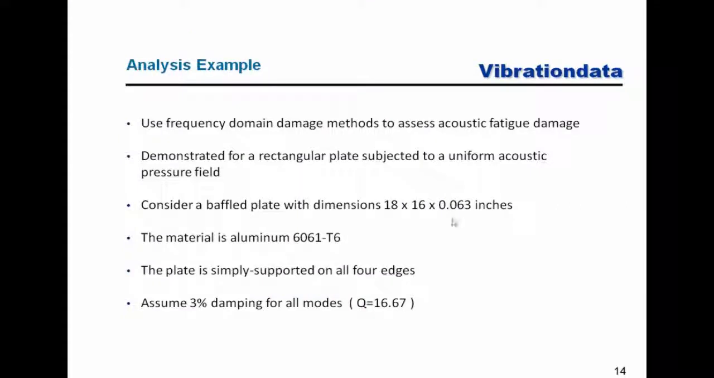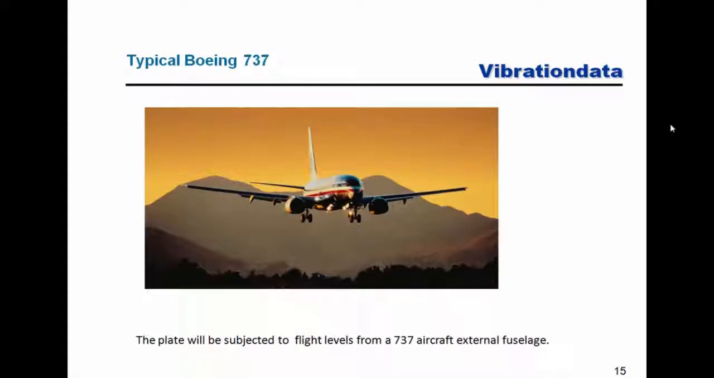Okay, so let's go onward here. So we have our plate dimensions, material properties, boundary conditions, and we've even specified what the damping is going to be. But to do this fatigue problem, we also need to know what the acoustic pressure field is going to be. So what is our acoustic pressure field? We need one. So we're going to take some data from a Boeing 737 aircraft.